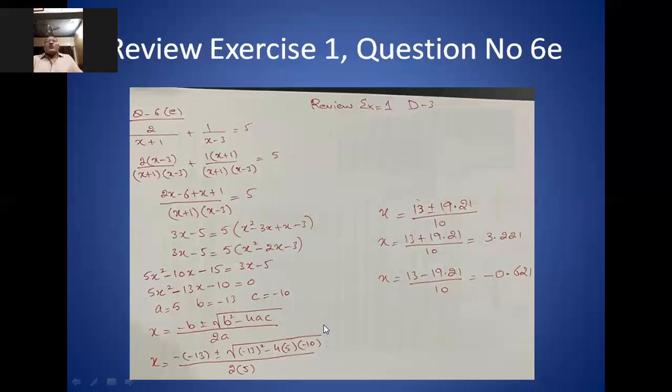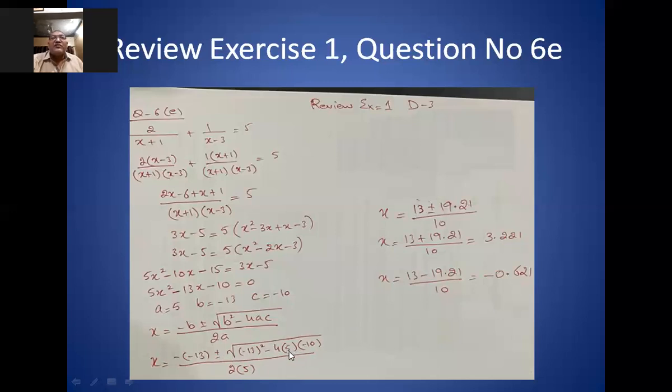So I will apply the quadratic formula, and x is equal to minus b plus minus under root b squared minus 4ac divided by 2a. Just substitute the values of a, b, and c into the quadratic formula. So you can see here: minus bracket minus 13 bracket close, plus minus under root bracket minus 13 bracket close whole squared minus 4 into 5 into minus 10, whole thing divided by 2 into 5. So minus minus will become plus 13 plus minus.